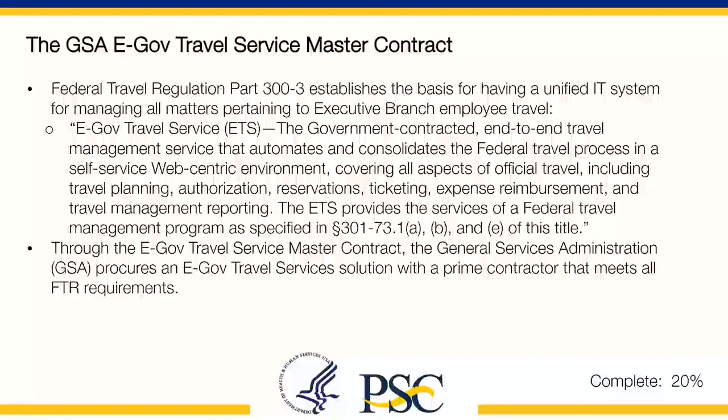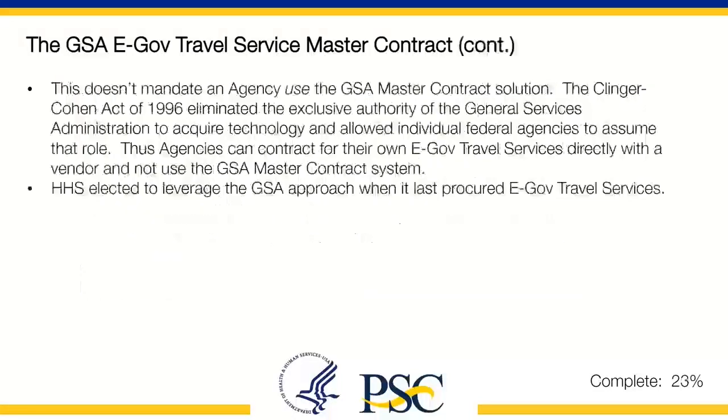Through the E-Gov Travel Service Master Contract, the General Services Administration (GSA) procures an E-Gov Travel Services solution with a prime contractor that meets all FTR requirements. This doesn't mandate an agency use the GSA Master Contract solution. The Clinger-Cohen Act of 1996 eliminated the exclusive authority of the General Services Administration to acquire technology and allowed individual federal agencies to assume that role. Thus, agencies can contract for their own E-Gov Travel Services directly with a vendor and not use the GSA Master Contract system. HHS elected to leverage the GSA approach when it last procured E-Gov Travel Services.